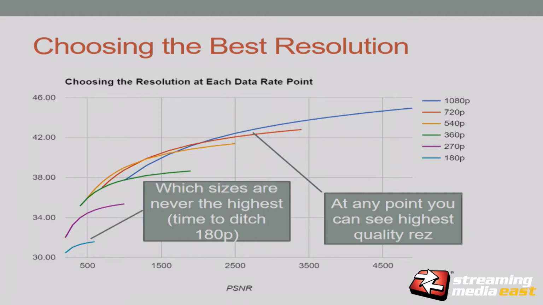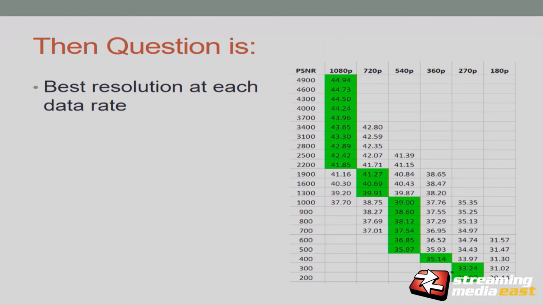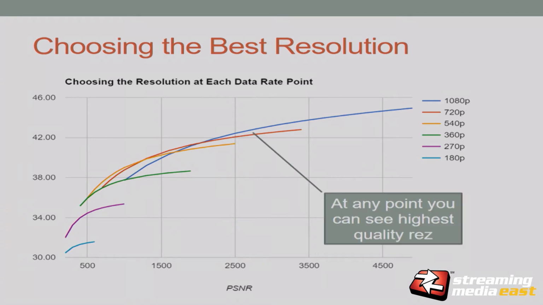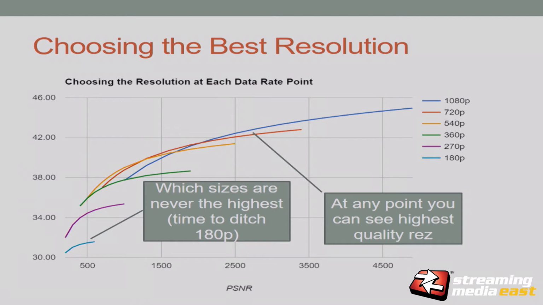So at any point, you can see the highest resolution from a quality perspective. You can also see which sizes are never the highest quality. So this is the 180p stream, and this chart convinced the client to just drop the 180p stream because it's never the best quality according to these numbers. And the 270p stream doesn't have long to live either. It's really not providing a lot of value at any data rate. You can see which sizes are never going to catch up.